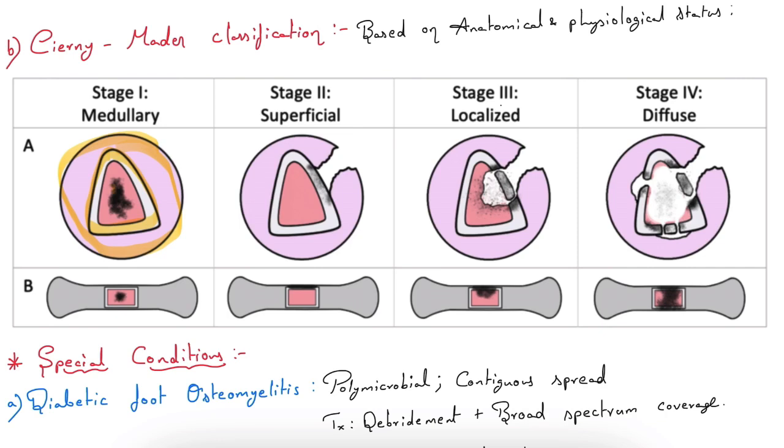In the Cierney-Mader classification, this is stage 1 osteomyelitis. In stage 2, superficial, that means the upper part of the bone gets the infection, so inflammation, it will come in stage 2. In stage 3, localized, both the superficial and medullary parts are involved, so we call that stage 3, localized. In stage 4, diffuse, that means the cortex, the medullary part and the periosteum, everything gets infection.